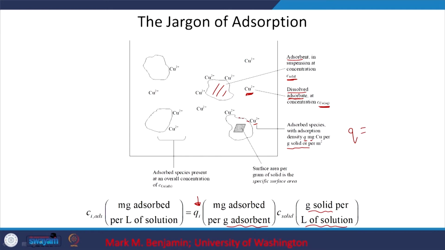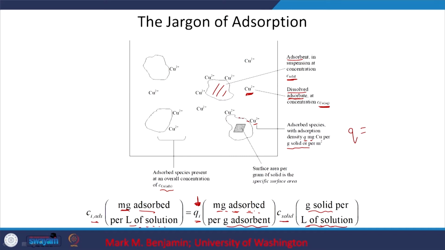And then what else do we have? Adsorbed species present at an overall concentration. If I want to know the overall concentration that is adsorbed, then it is going to be milligrams adsorbed per liter. How will I get that? Here it has to be milligrams adsorbed, which I will get from q in the numerator, and I want liter in the denominator. So, I have to multiply q with the concentration of the solid in the solution, then I will get mass adsorbed per liter of solution. But again, this is not widely used. q is the variable that is widely used.